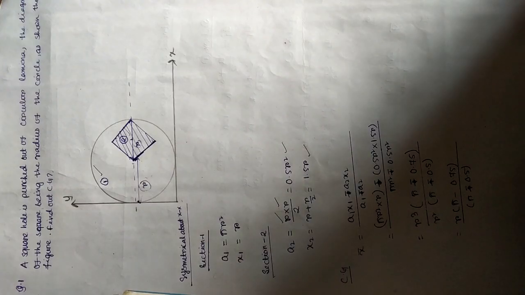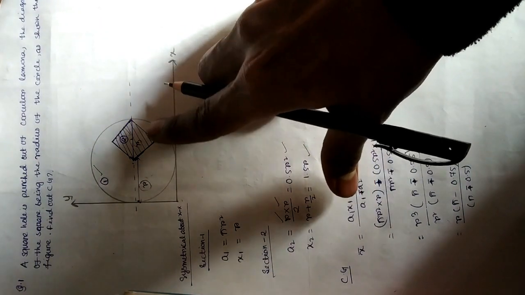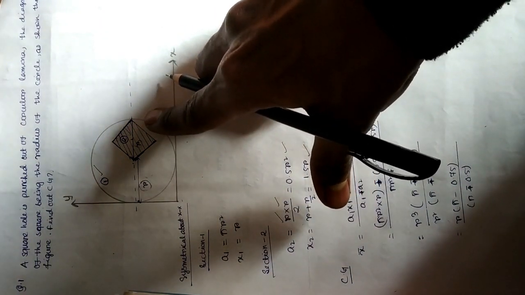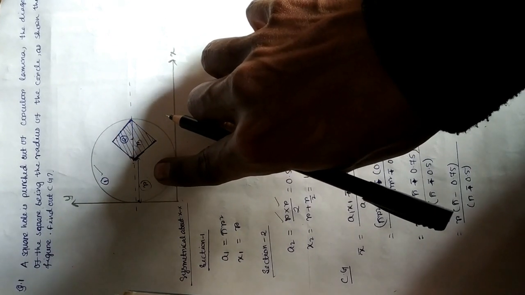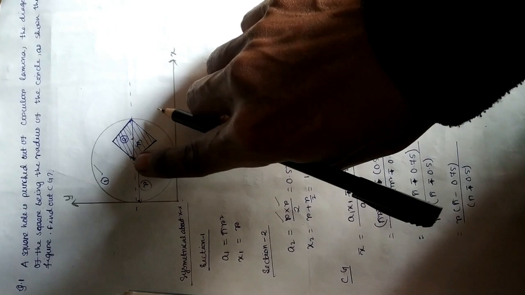So the first problem is: a square hole is punched out of a circular lamina, with the diagonal of the square being the radius of the circle as shown in the figure. Find the center of gravity. So this is the circular lamina and the square hole is punched out from it, and the radius of the circle is r, and the diagonal of the square, as mentioned in the question, is r.